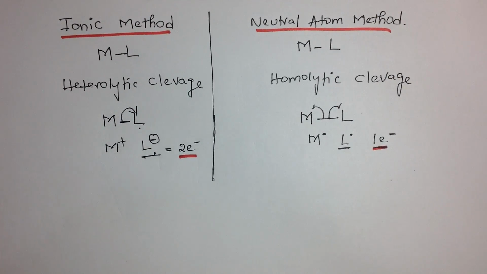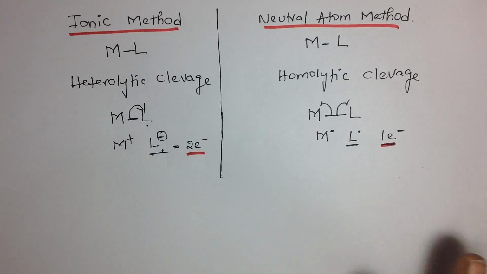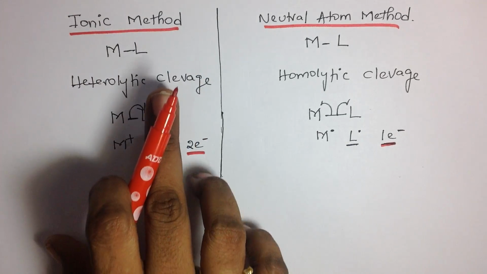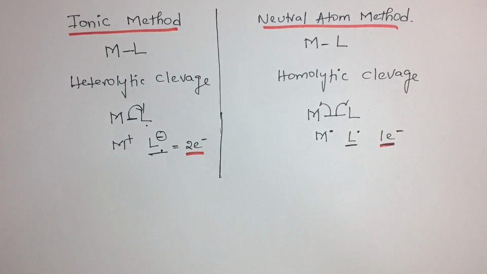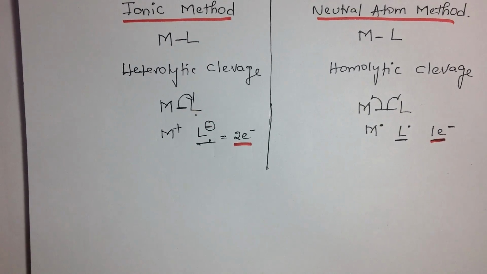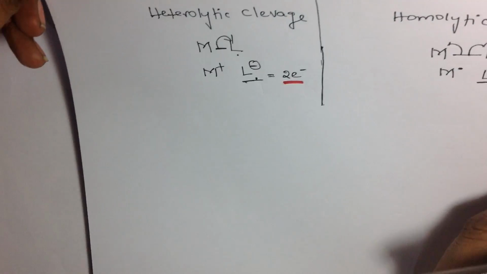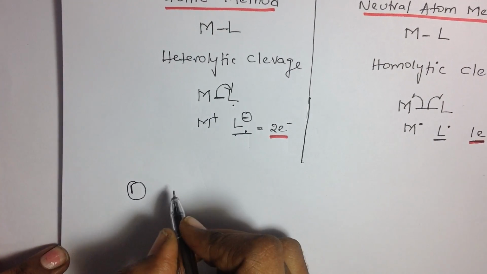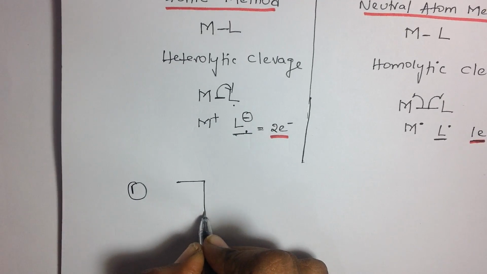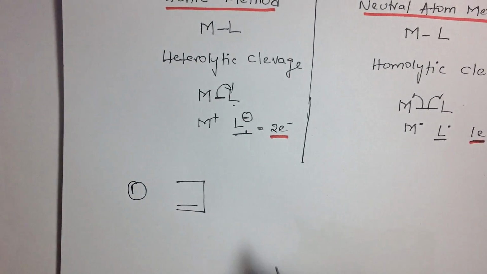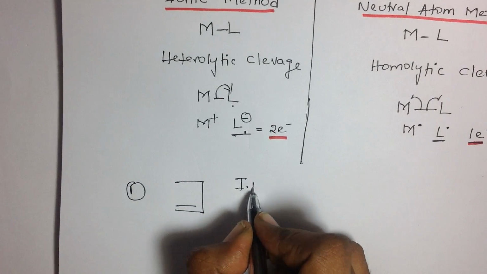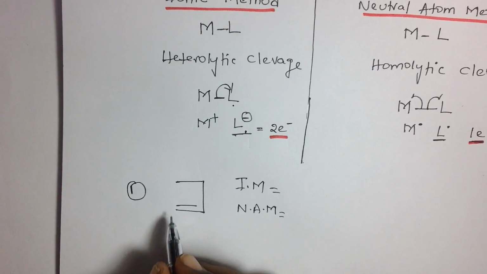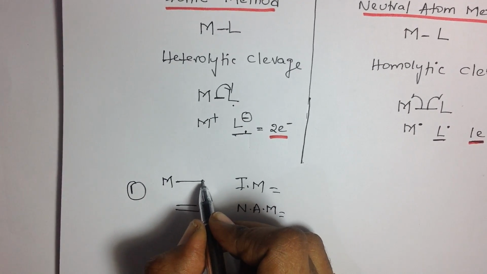So let us see a few examples of calculating the electronic distribution in the ionic method and the neutral atom method. First, suppose this is one of the compounds. In this case, let us calculate how many electrons according to the ionic method and how many according to the neutral atom method. This is the metal and this is the carbon.